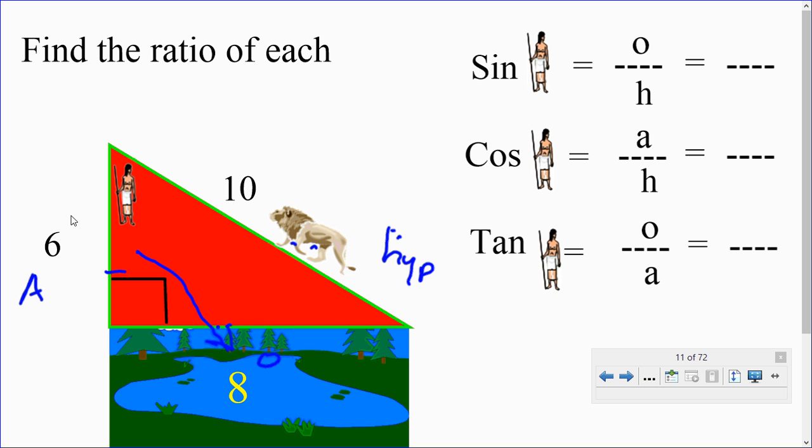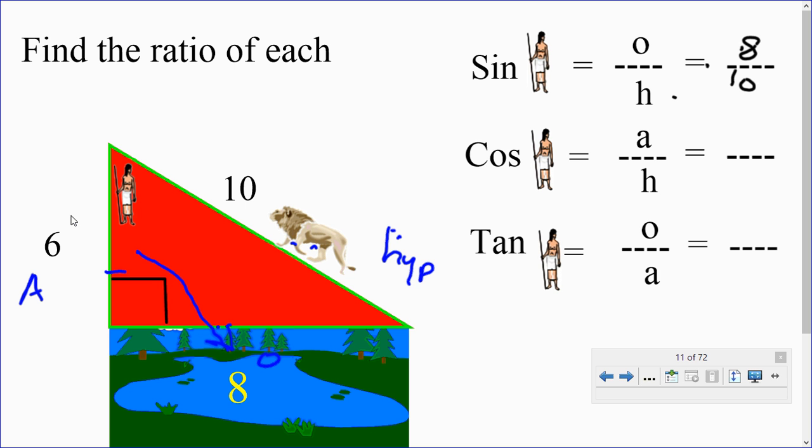So let's put in our fractions. What do you think the first one is? O over H. If you said 8 over 10, you are correct, because the opposite side now is 8. Whereas when SOHCAHTOA was standing at the bottom, the opposite side was 6. But now that he's standing at the top, he has a different vantage or viewpoint.